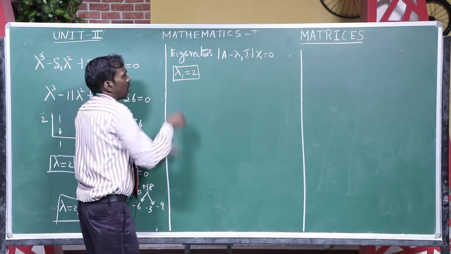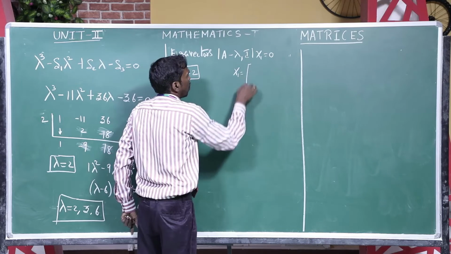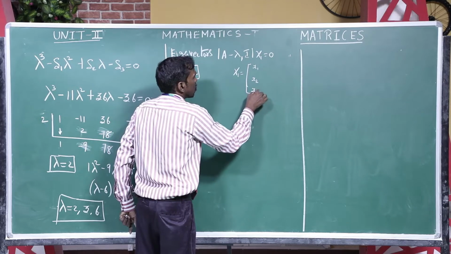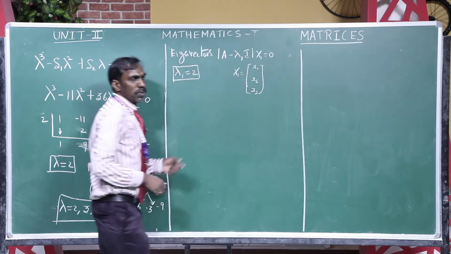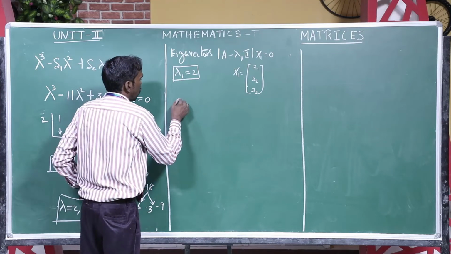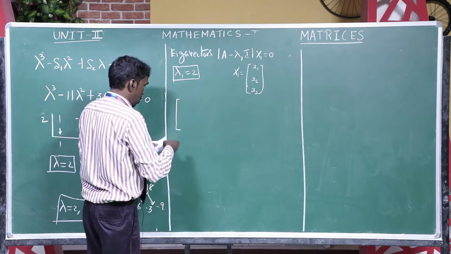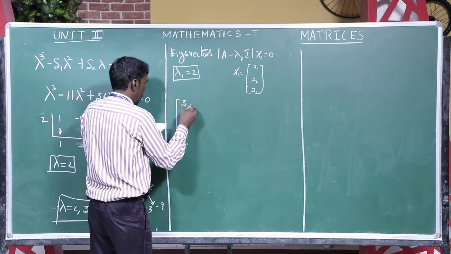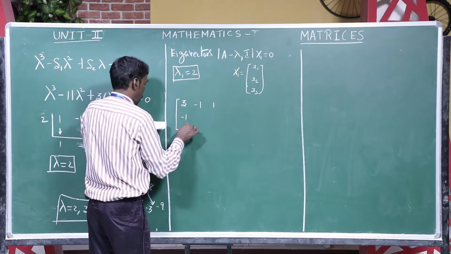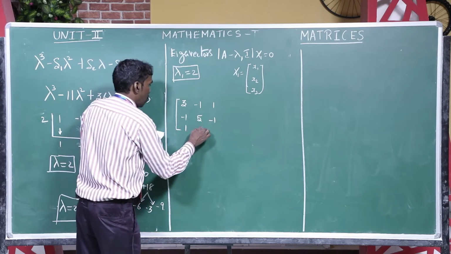Then what about the capital X1? These are vectors, so capital X1 I make it small x1, small x2, then small x3. We have to substitute here. You know very well that A is a given matrix. What is the given matrix in the problem? So here A will be, just substitute here: 3, minus 1, 1; minus 1, 5, minus 1; 1, minus 1, 3.